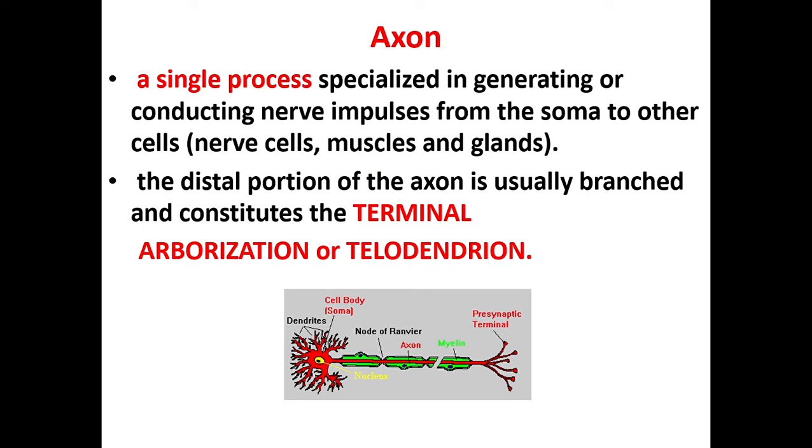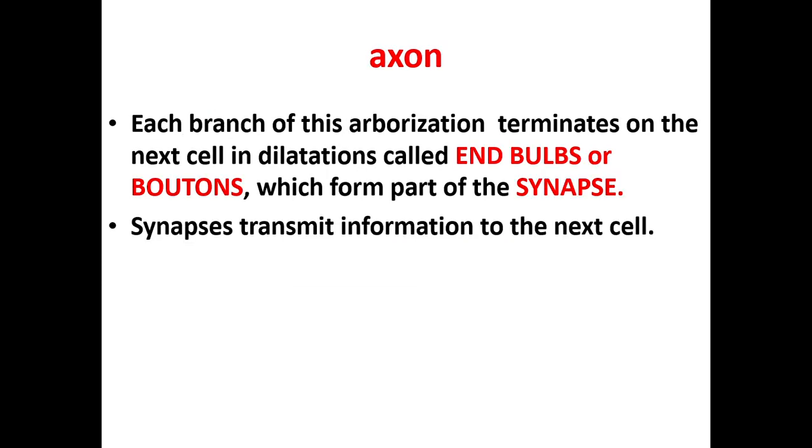The axon is a single process specialized in generating or conducting nerve impulses from the soma to other cells, either to the next nerve cells or to the muscle cells or to glands. Now, I would like to point out that the distal portion of the axon is usually branched to form what we call the terminal arborization or telodendrion. Each branch of the axon terminates on the next cell in a dilatation called end bulbs or boutons, which forms part of the synapse. So synapses transmit information to the next cell.